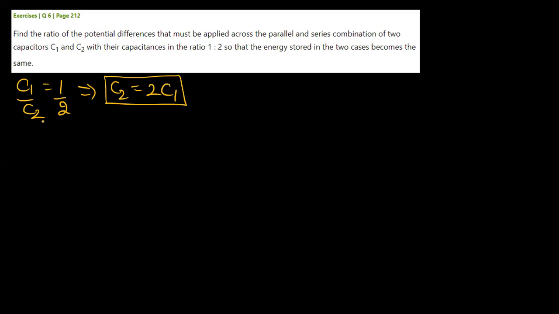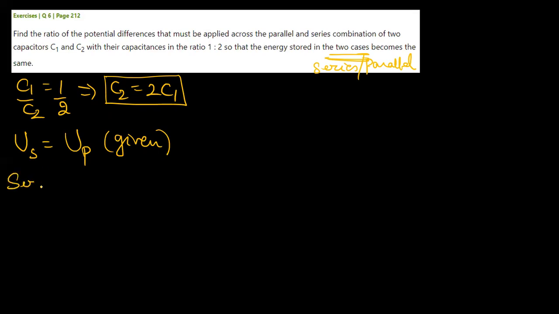The energy stored in both the cases remains the same. The two cases mean series and parallel. So energy stored in series, Us, is equal to Up. This is given to us. Us is the energy stored in the series combination, Up is the energy stored in the parallel combination. First, let us find the capacitance for the series and parallel combinations.